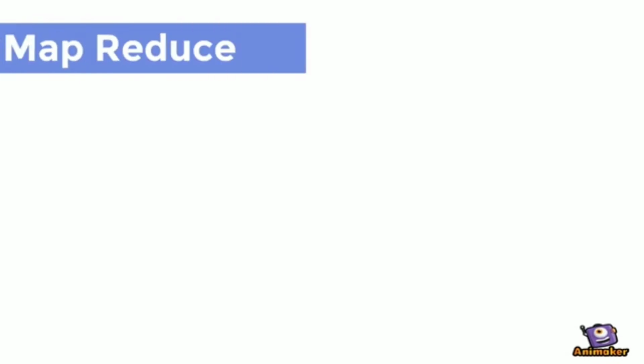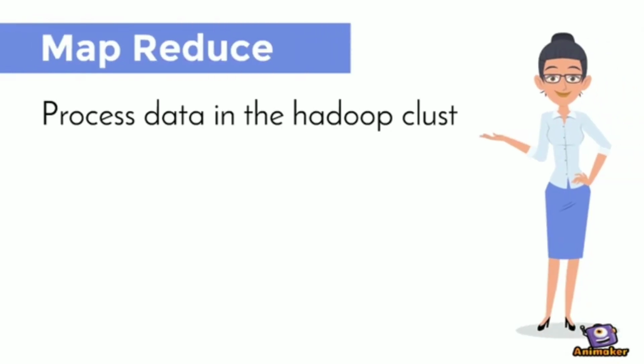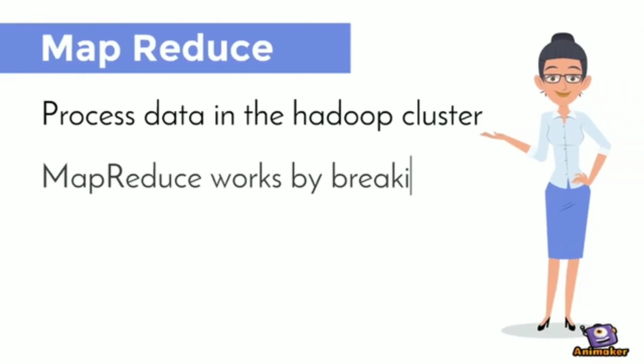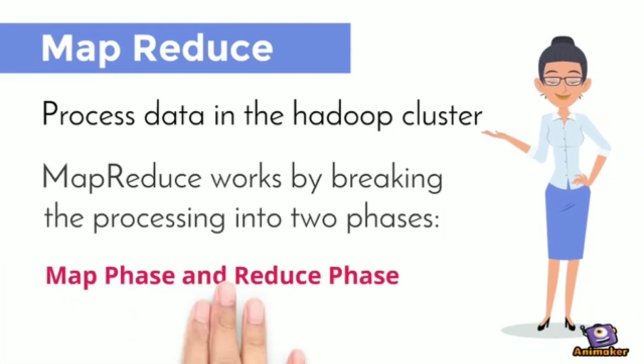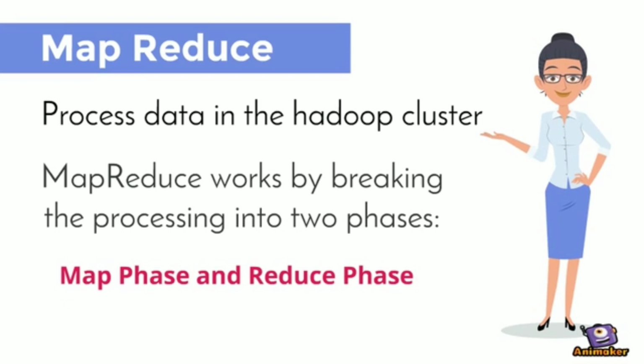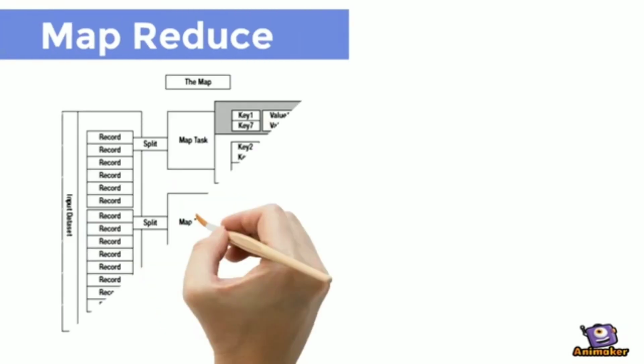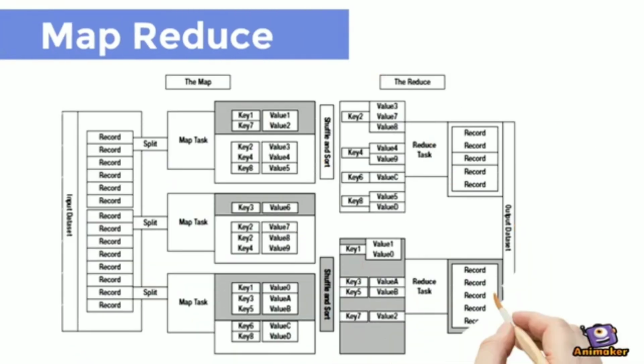MapReduce. It is a data processing layer of Hadoop. It's responsible for processing the data on Hadoop cluster. It processes data in two phases: map phase, reduce phase. Map phase applies business logic to the data. The input data gets converted into key value pairs. The reduce phase takes the output of the map phase as its input.